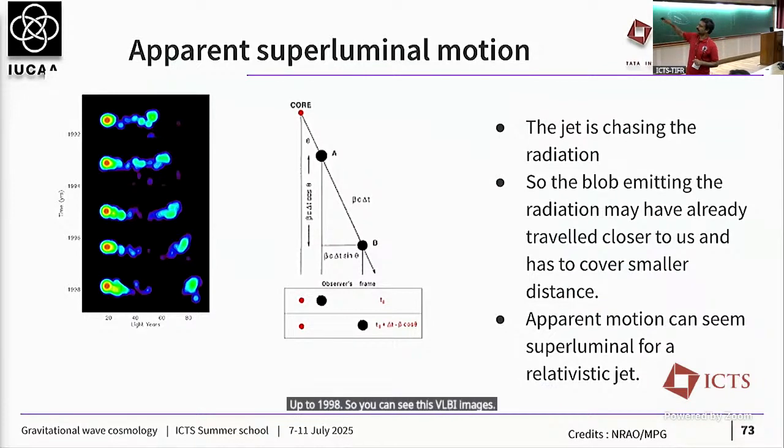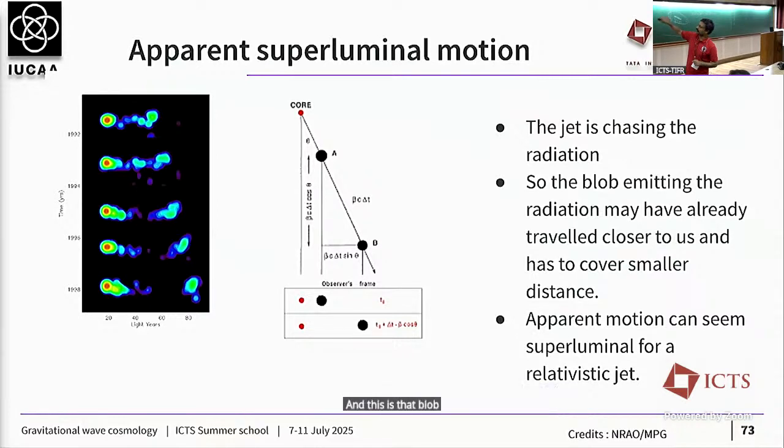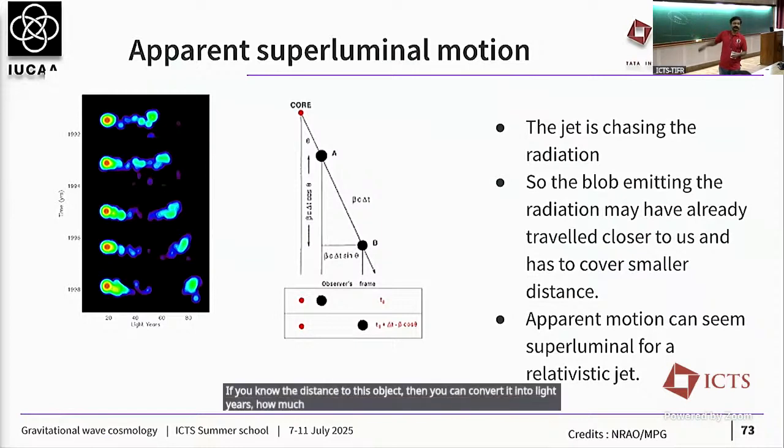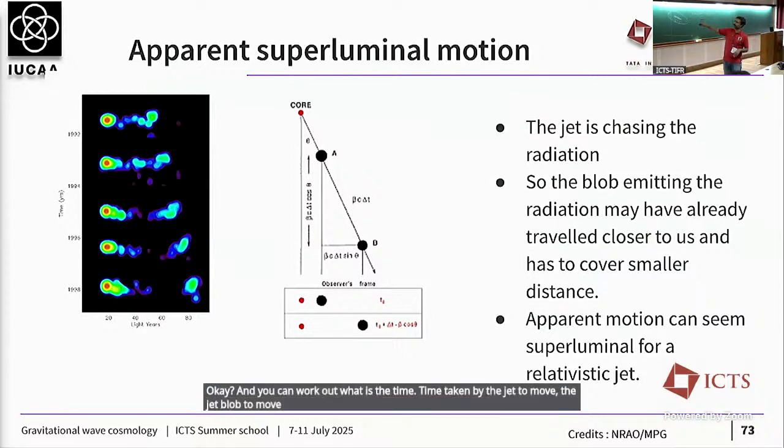You can see this blob. This is the core of that jet, and this is that blob. This blob is basically moving outwards. So you can measure in arcseconds how much this blob has moved. If you know the distance to this object, you can convert it into light years, how much this motion is. And you can work out the time taken by the jet blob to move from this position to this position.